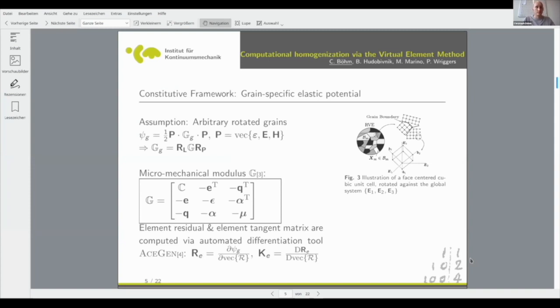We employ a quadratic potential, and we introduce these rotations to the micromechanical moduli of each grain. All the values in these micromechanical moduli, on the main diagonal, are the stiffness matrix, the dielectric modulus, and the magnetic modulus, and on the off-diagonal we have the piezoelectric modulus, the piezomagnetic modulus, and the electromagnetic modulus. They will be rotated by these R. Thus, each energy for each grain might differ, which is then anisotropy.